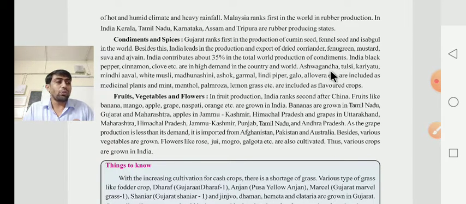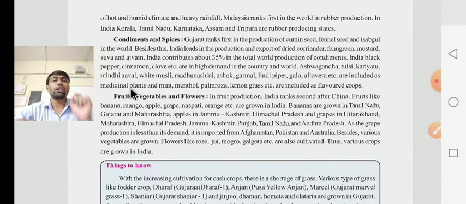Ashwagandha, after that they have to say ashwagandha, tulsi, dear children, tulsi, kariyatu, minti, and white musli, it means safed musli. After that, madhunasini, which one? Madhunasini, ashok, gudmar, lindi pepper. After they have given lindi pepper, all these things they have given the name. After that, they have given gado, aloe vera, etc. These are included as medicinal plants.